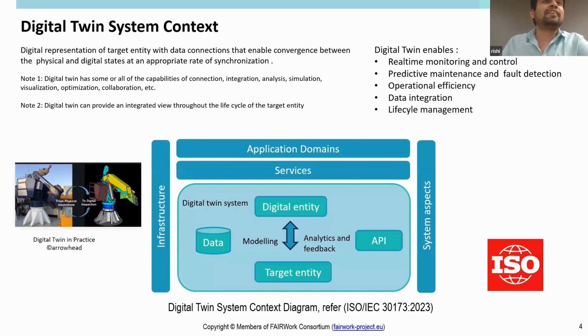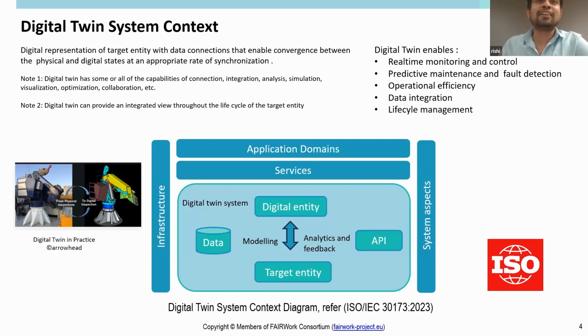Now, I would like to establish a definition for a digital twin system. As you can see, there are several hundreds of definitions to describe what a digital twin is, but here I am referring to a digital twin system as defined by the standard ISO 30173. A digital twin is a digital representation of a target entity with data connections that enable convergence between the physical and digital states at an appropriate rate of synchronization.